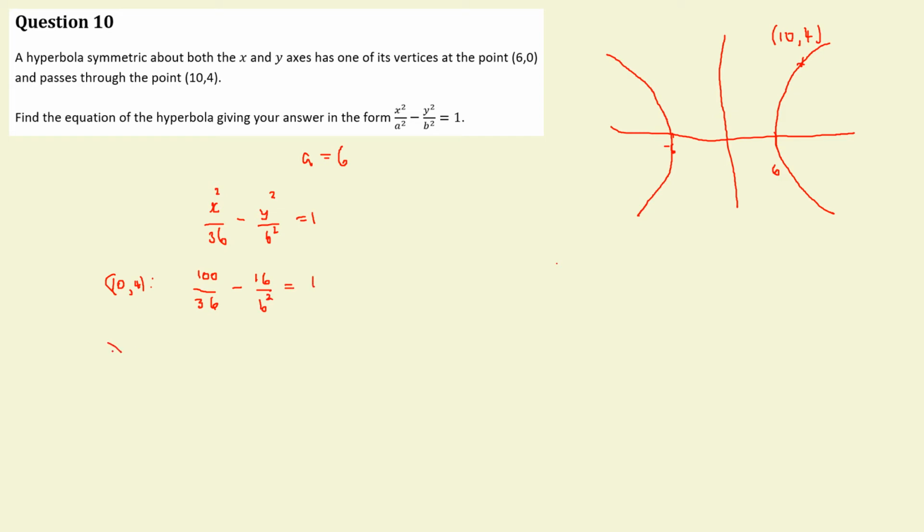I would multiply through by 36b squared to clear all the fractions. The common denominator of the fractions there, multiply through by it. Because this first part, the 36's will cancel and they get 100b squared. And on the second part, the b squareds cancel because I've got b squared here and a b squared on the bottom. So I'll get 16 lots of 36. I'm not going to work out what that is, by the way, at this stage, because I quite like the fact that these are square numbers, because I know at some point I've got b squared and I'm going to have to square root. So I'm just keeping that as it is for the minute. 36b squared.